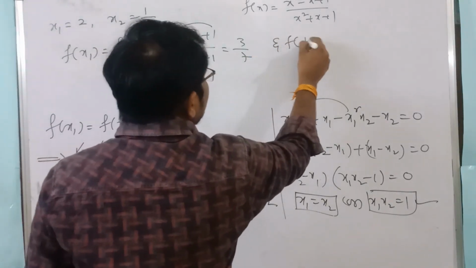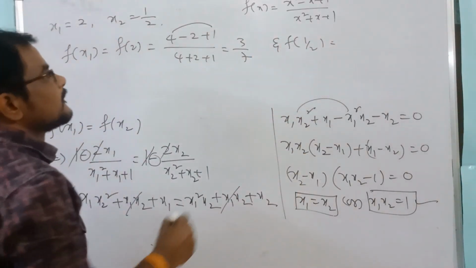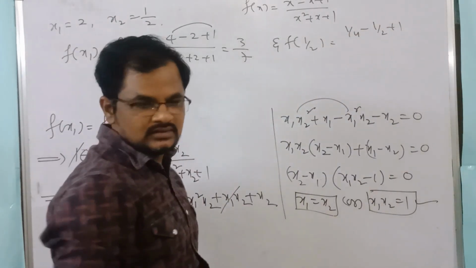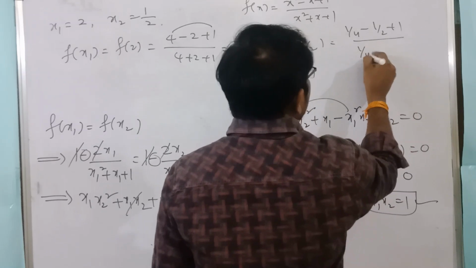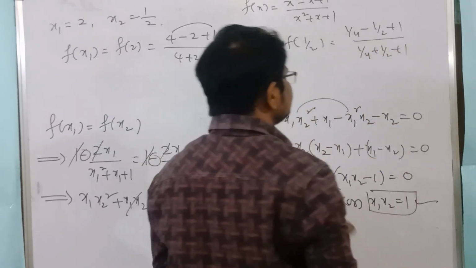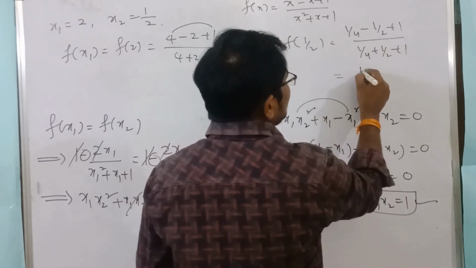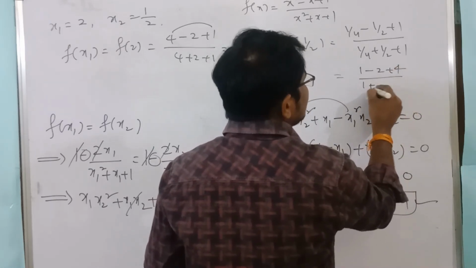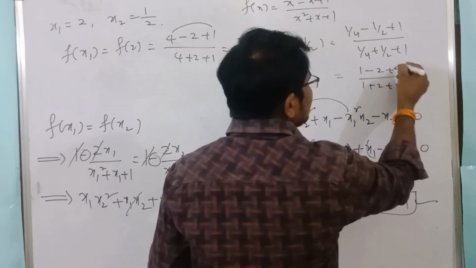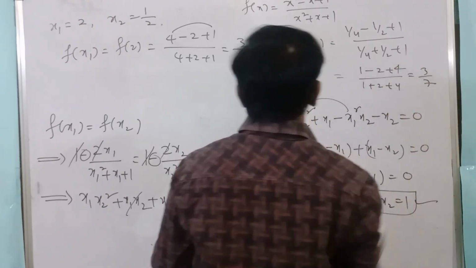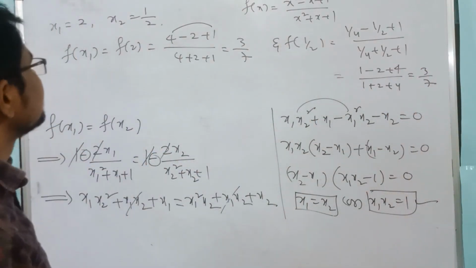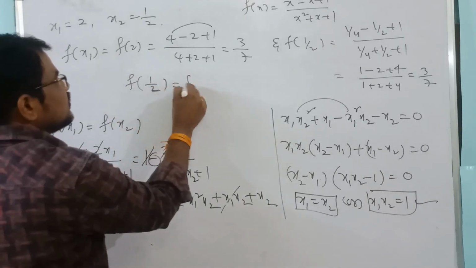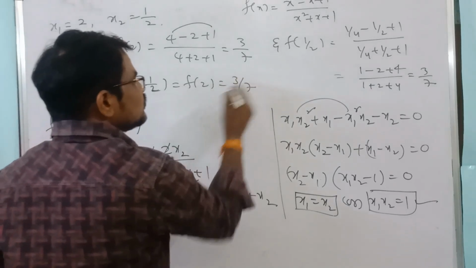And f of 1 by 2, you substitute: 1 by 4 minus 1 by 2 plus 1 divided by 1 by 4 plus 1 by 2 plus 1. Take the LCM: 1 minus 2 plus 4 divided by 1 plus 2 plus 4. Again here also 3 by 7. So f of 1 by 2 equal to f of 2 equal to 3 by 7.